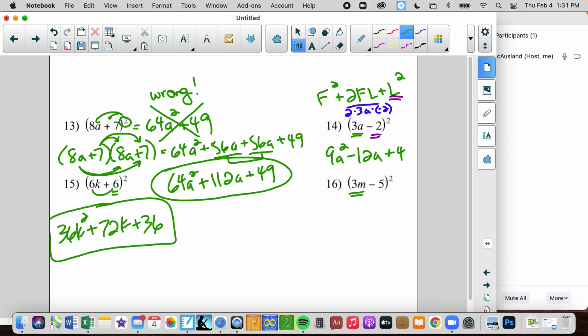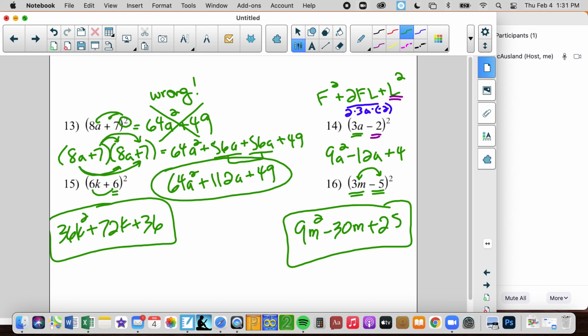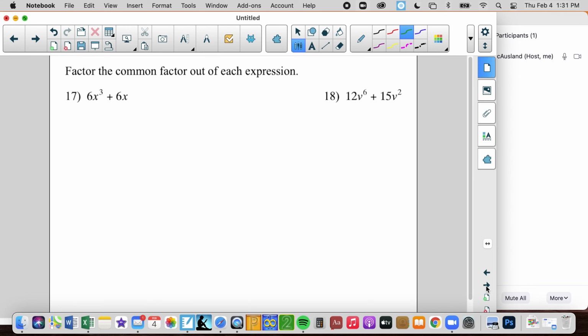I'm going to square the first. 3m times 3m is 9m squared. I'm going to multiply 3m times negative 5, which is negative 15m, and I'm going to double it to negative 30m. And then I'm going to square negative 5, which is positive 25. So I can do mental math. I just need to remember the trick.